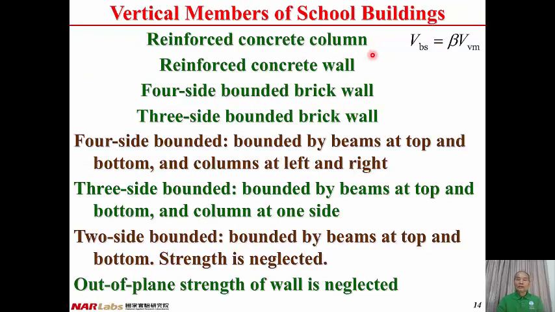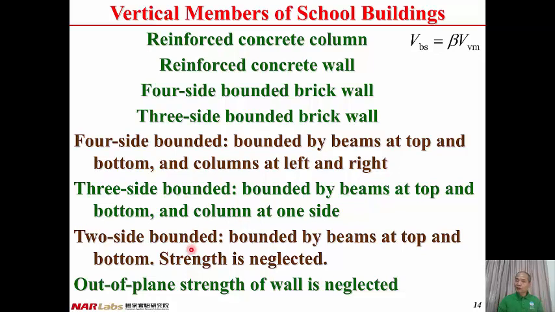Vertical members include reinforced concrete columns, reinforced concrete walls, 4-side bounded brick walls, and 3-side bounded brick walls. 4-side bounded means that it's bounded by beams at the top and bottom. It's also bounded by a column at the left and the right. And a 3-side bounded brick wall is bounded by beams at the top and the bottom, and is bounded at one side, the left side or the right-hand side, by a column.